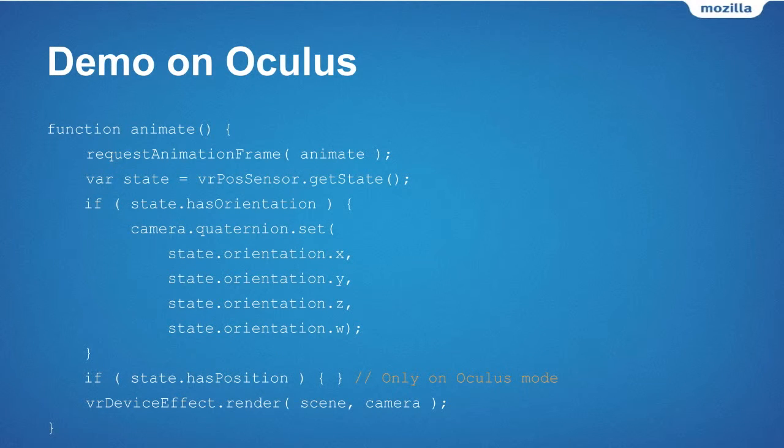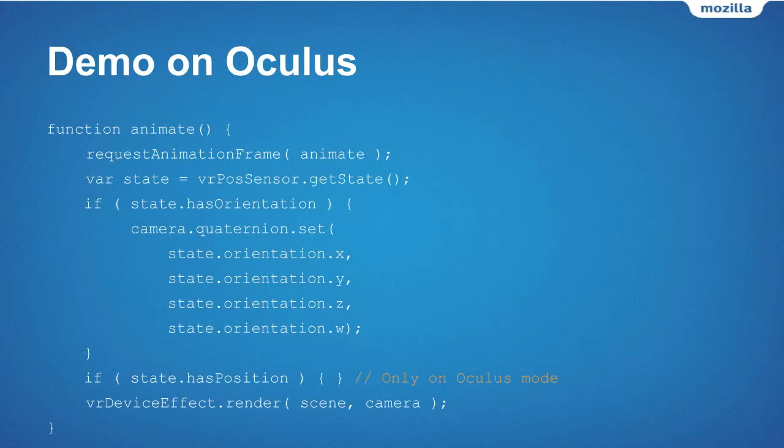Okay, first, I want to tell you how I made the demo on Oculus. It's very simple. When you use three.js, you just write a few lines of code. First, you have to get the state of your position sensor. If your position sensor supports orientation, you can just send the orientation to your object. In my demo, I want to control my camera, so I send it to my 3D camera.